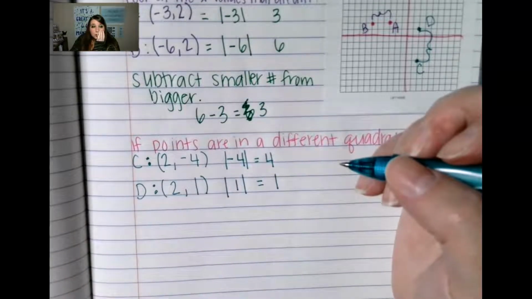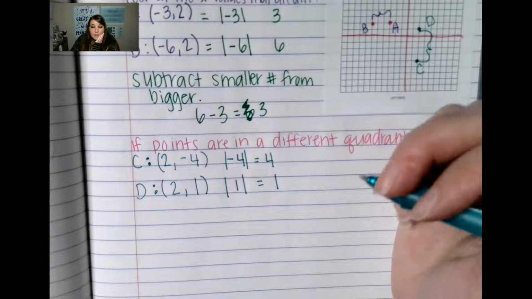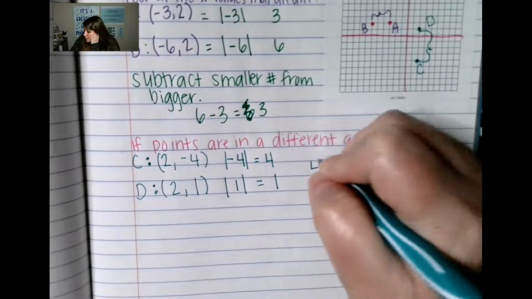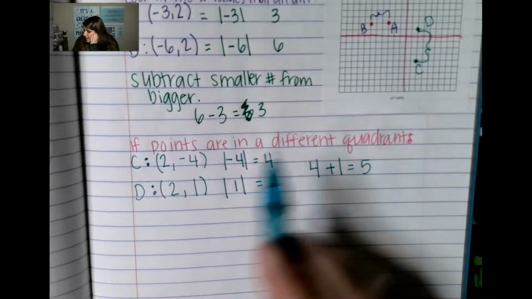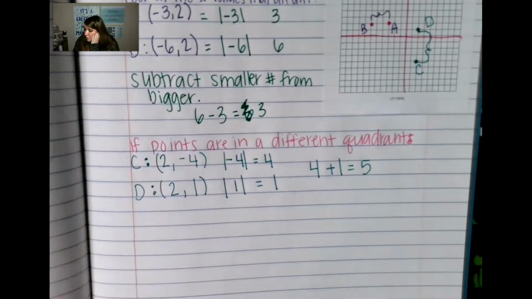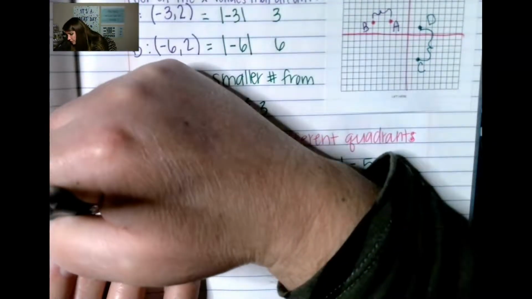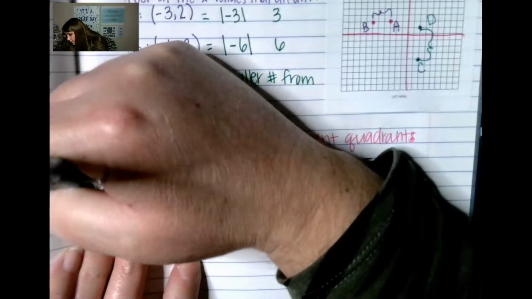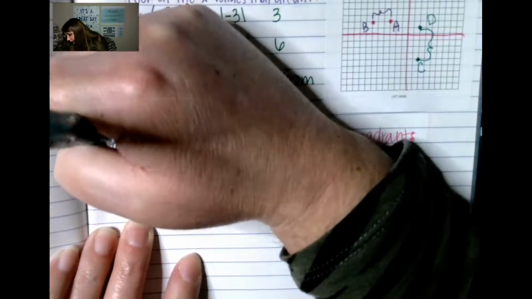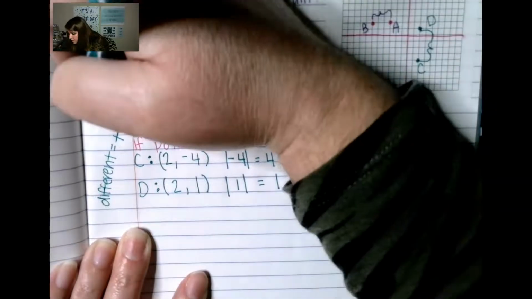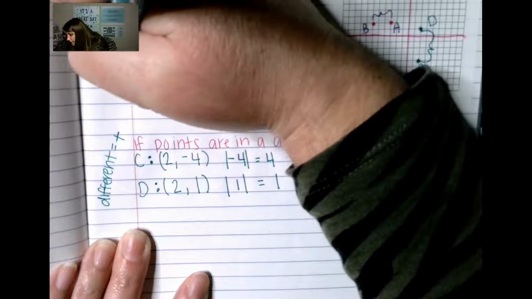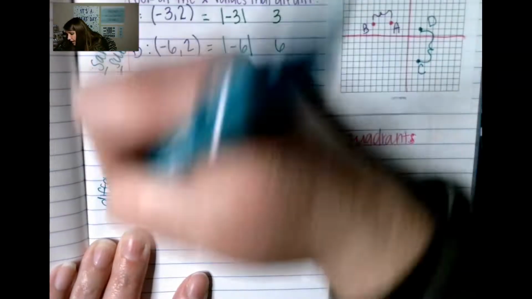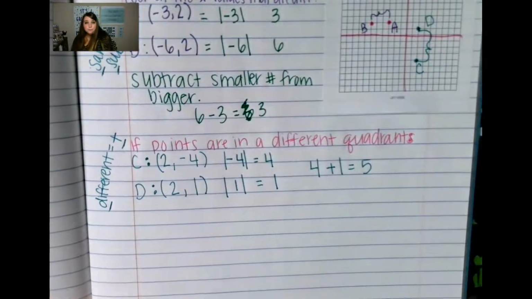And now we're going to add. Okay, so we're going to add these ones instead. So if they're in different quadrants, we add, and we get 5 jumps. If they are in the same, you're going to subtract. Okay, so different equals adding. Same equals subtracting. Same, subtract, different, addition. Okay?